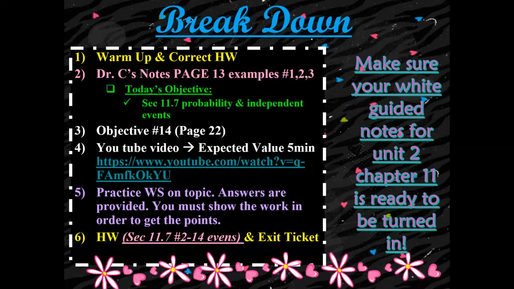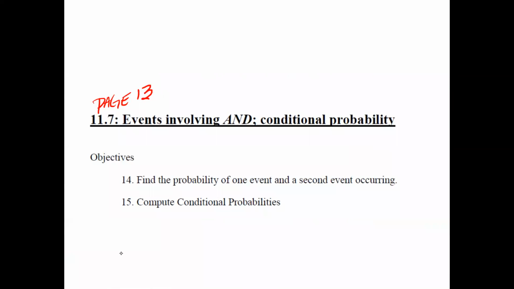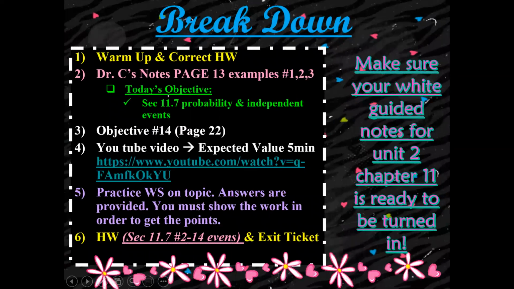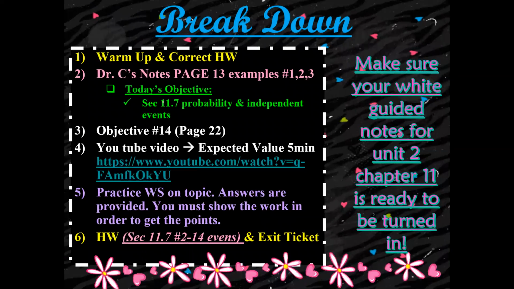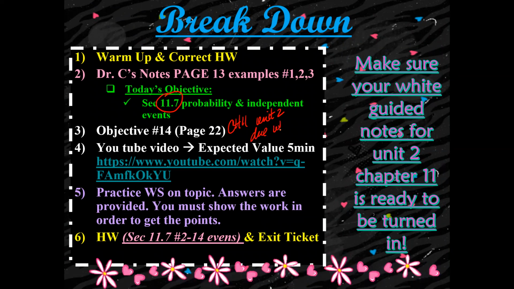It is for 11.7, probability and independent events. We're going to go over objective 14 on page 22. This is also your last section before we turn the white packet in. So just keep in mind that you should have everything completed in the white packet for chapter 11, unit 2, which is due on week 8, Friday.